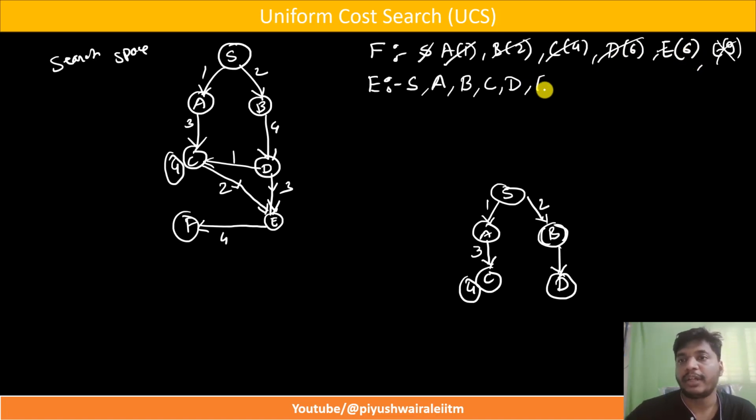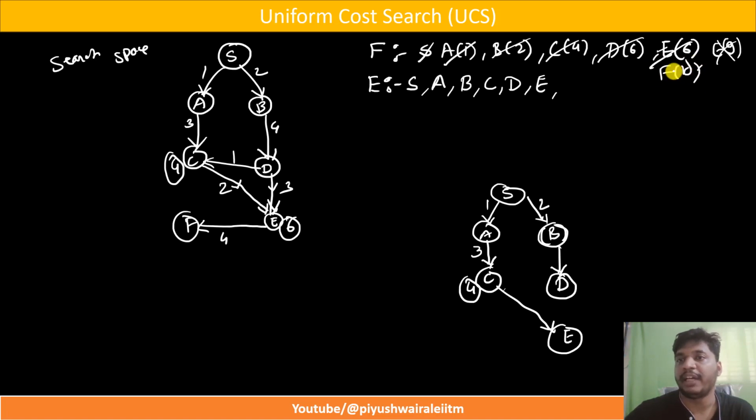So I will explore E now at a cost of 6, right? E at a cost of 6 from where? The 6 we are getting from C, so from C like this. But from E I can go to F at what cost? 6 plus 4, that is 10. So I can go to F at 10.